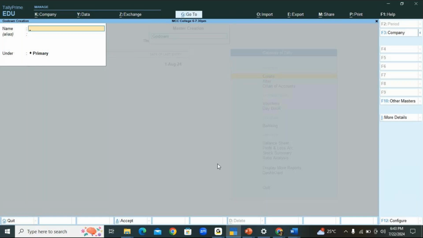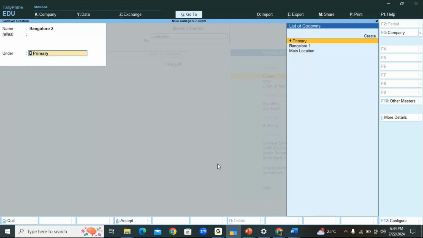You can see something here called Primary. Now I do Bangalore 2. Here you can see something called Main Location. By default, you will have one godown called Main Location in Tally. Why? Because there must be some place to keep the stock. If you're not keeping it anywhere else and you're selling from where you keep it, then that is your main location, that is your godown.